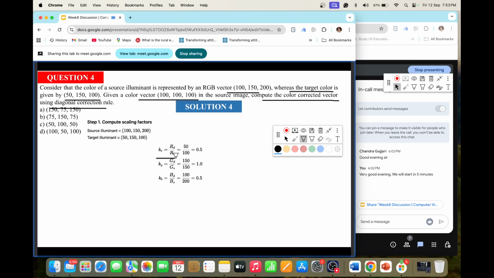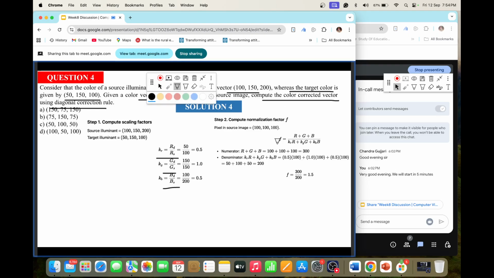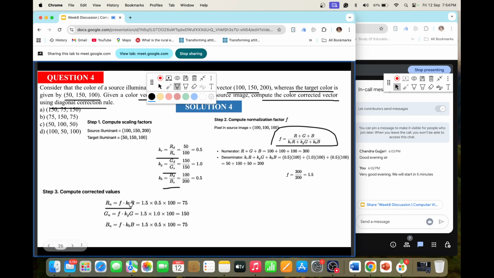So how do we calculate KR? KR is calculated by RD by RS, KG by GD by GS, KB by BD by BS. By this we calculate KR, KG and KB. Then our next target is to compute F. F value is computed by this formula, R plus G plus B divided by KRR plus KGG plus KBB. Once we have this, the rest is very easy, that is R dash is given by this, G dash is given by this and B dash is given by this formula. So 75, 150 and 75. Option B is your correct answer. So this is the thing.